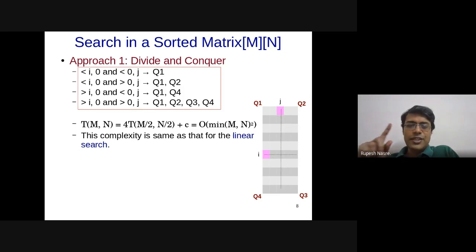So this is again an important point. You have to go back and look at that example matrix, that if the value is greater than I0 and greater than 0j, that doesn't mean that it will be in Q2, Q3, Q4 alone. It can be in Q1 also. Right? So please look at that.